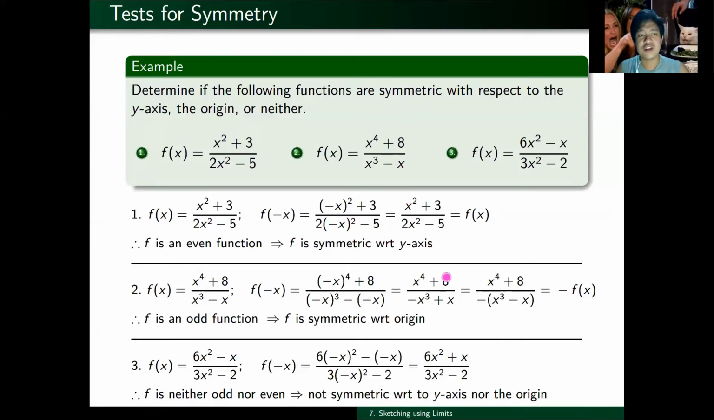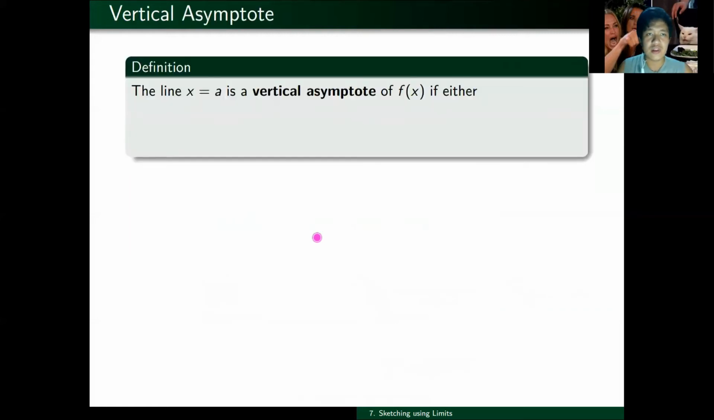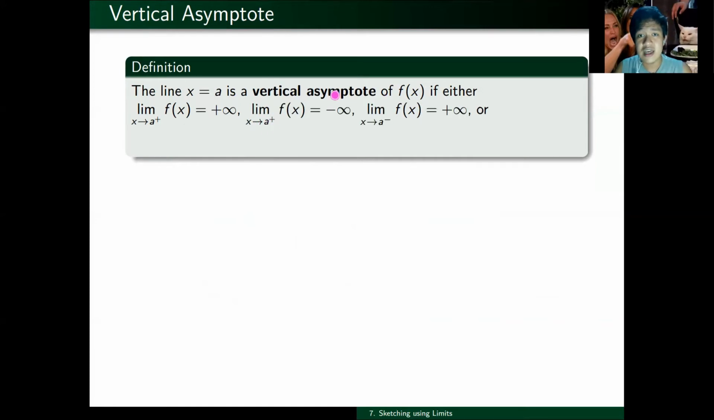Okay? Good. Now, let's move on to your second component in graphing functions, which is about vertical asymptotes. So kapag meron tayong line na x equals a, so that's a vertical line passing through a, then siya po ay isang vertical asymptote of x if either limit as x approaches a from the right ay plus infinity, limit as x approaches a from the right ay minus infinity, x approaches a from the left ay plus infinity, or x approaches a from the left ay minus infinity.